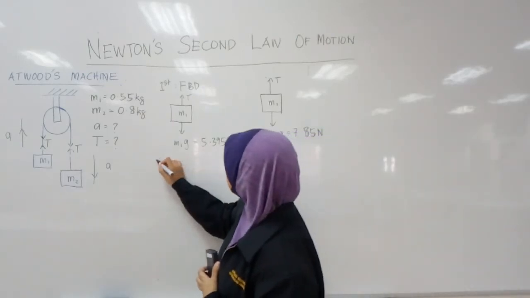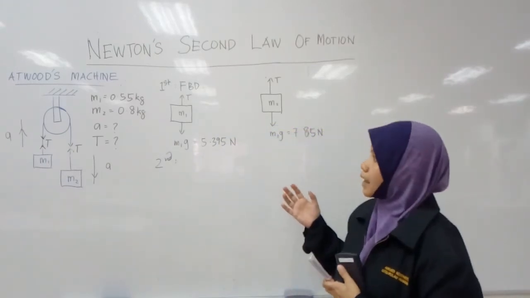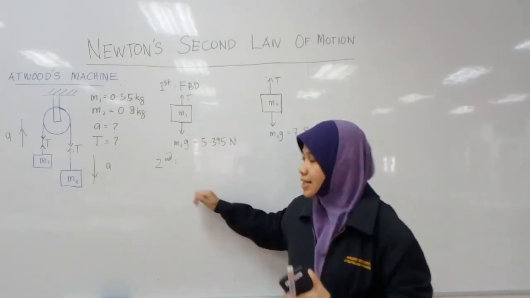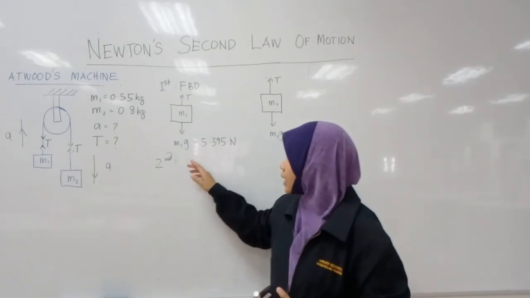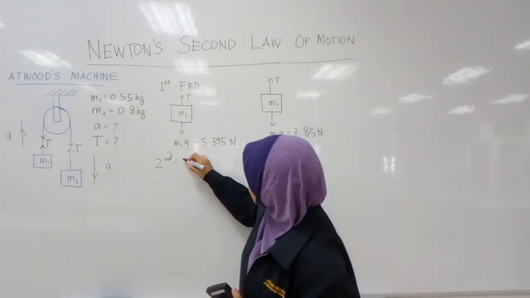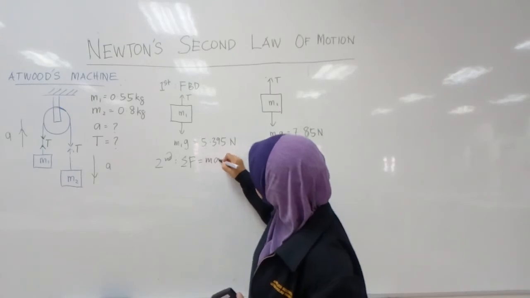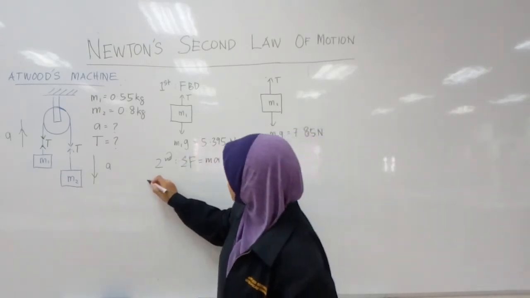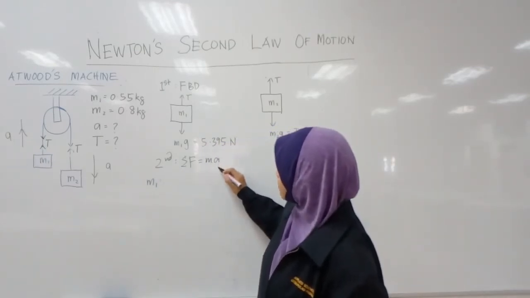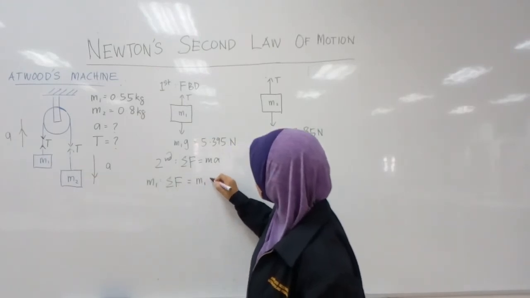Second step, we have to write the equations. For the second step, we have to apply Newton's second law of motion for both objects. For object 1, apply the net force is equal to MA. So, for object 1, M1, the net force is equal to M1A.